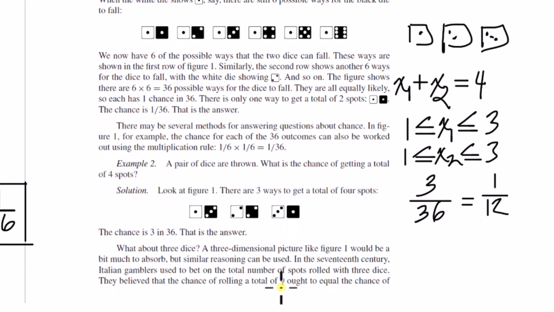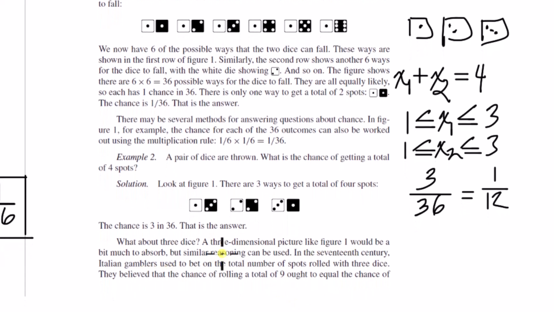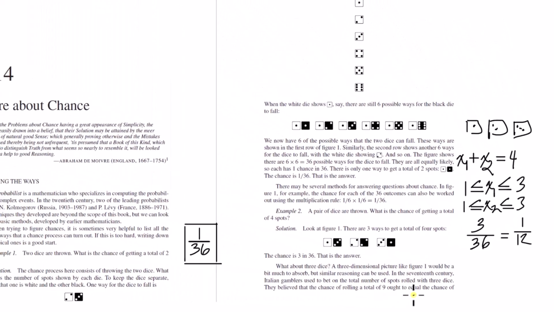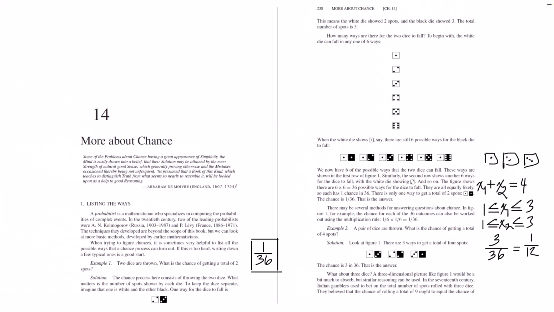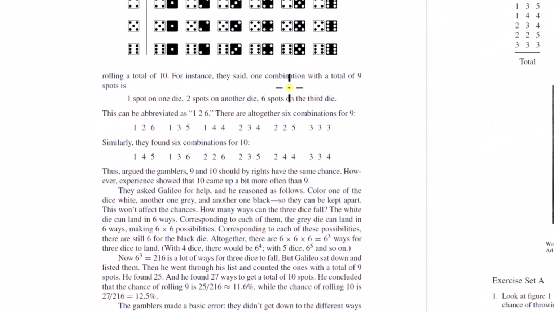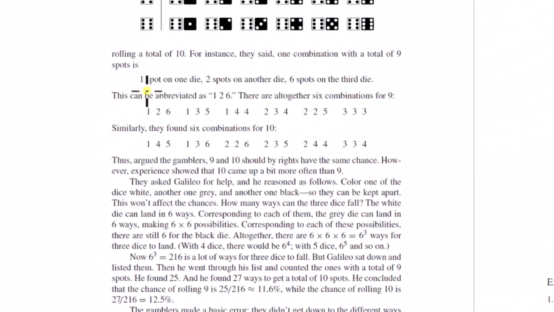Okay, what about 3 dice? So that they analyze, let's see, would be a 3-dimensional picture like figure 1 would be a bit much to absorb, but similar reasoning can be used. In the 17th century, Italian gamblers used to bet on the total number of spots rolled with 3 dice. They believed that the chance of rolling a total of 9 ought to equal the chance of rolling a total of 10. For instance, they said one combination with a total of 9 spots is 1 spot on one die, 2 spots on another die, 6 spots on the third die.